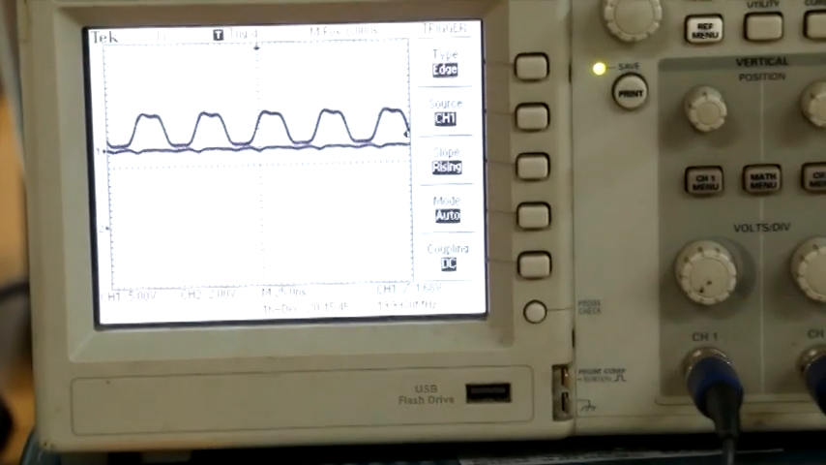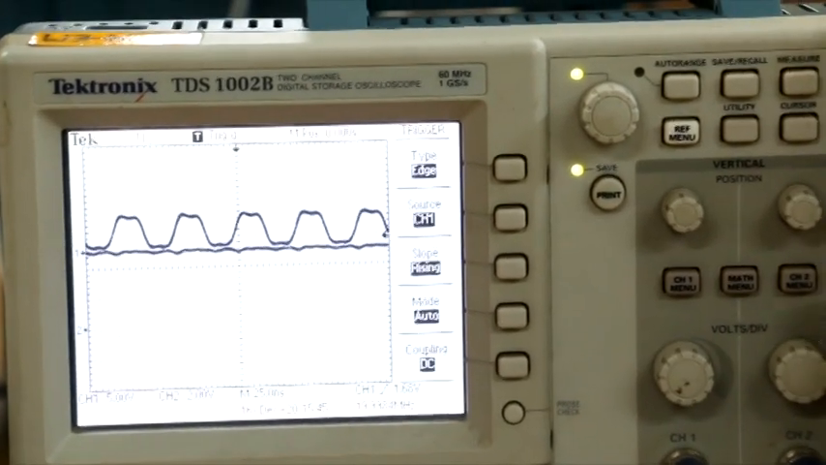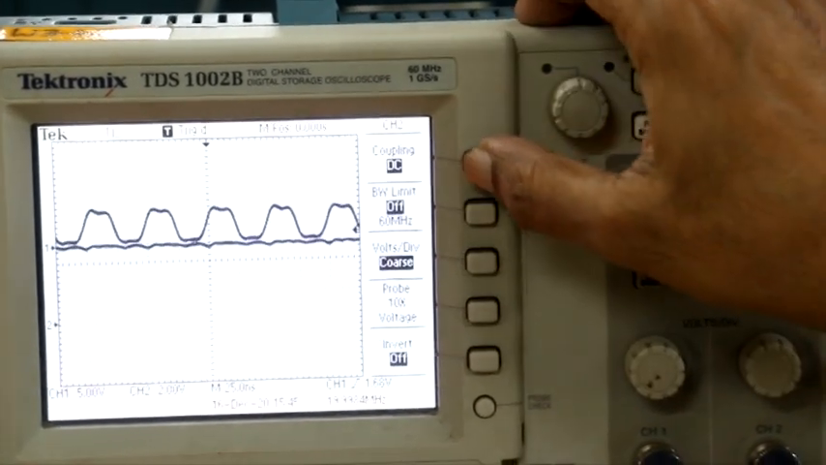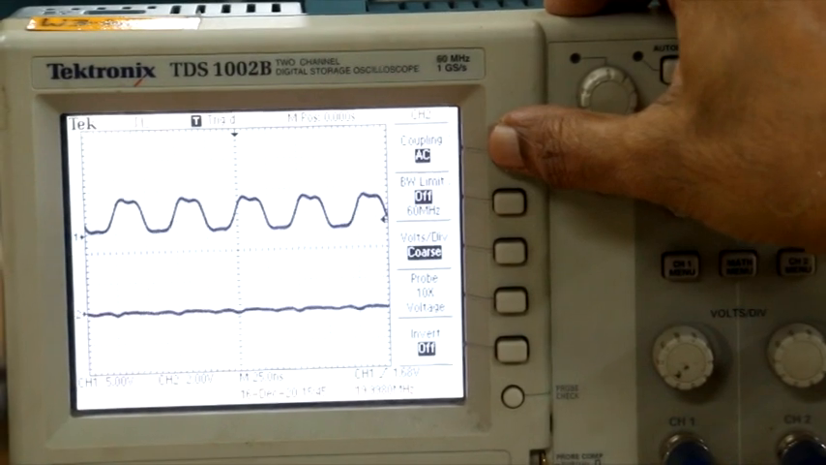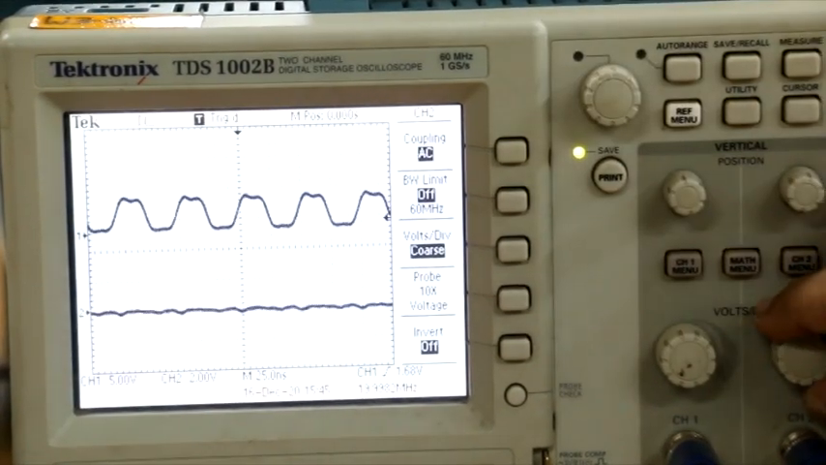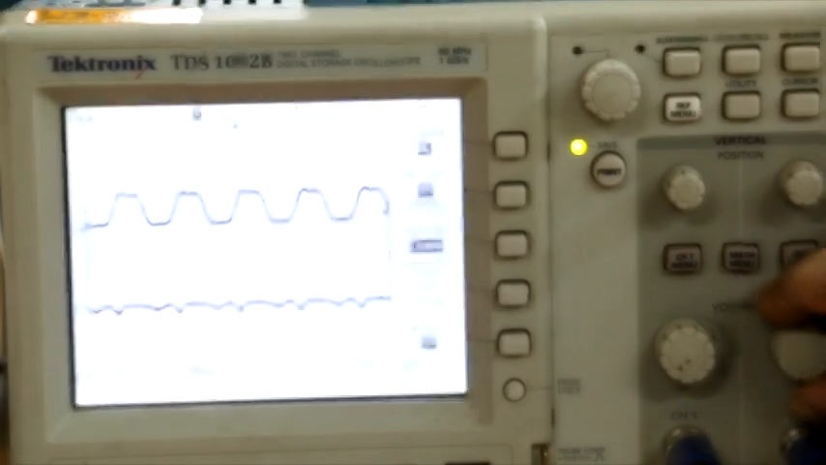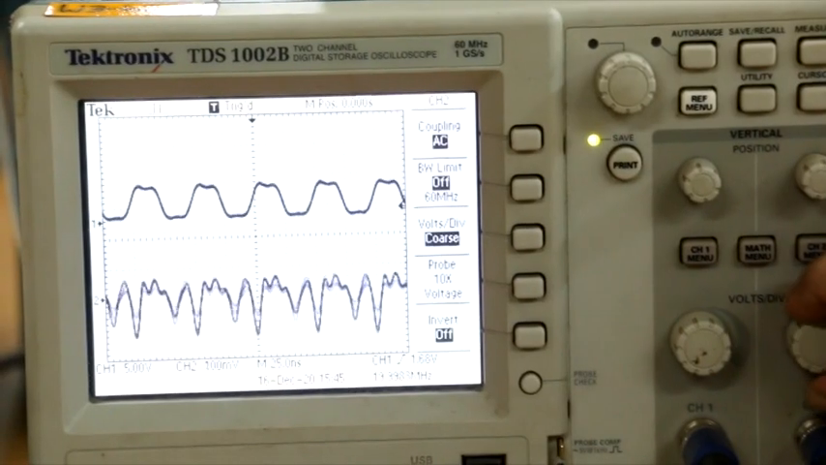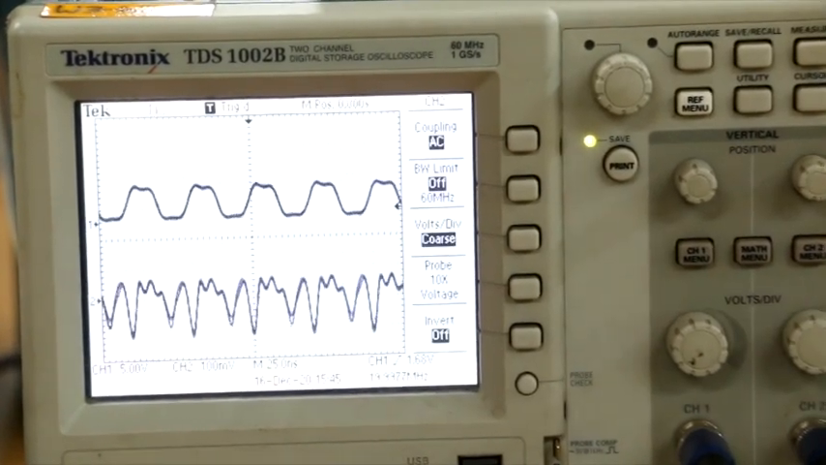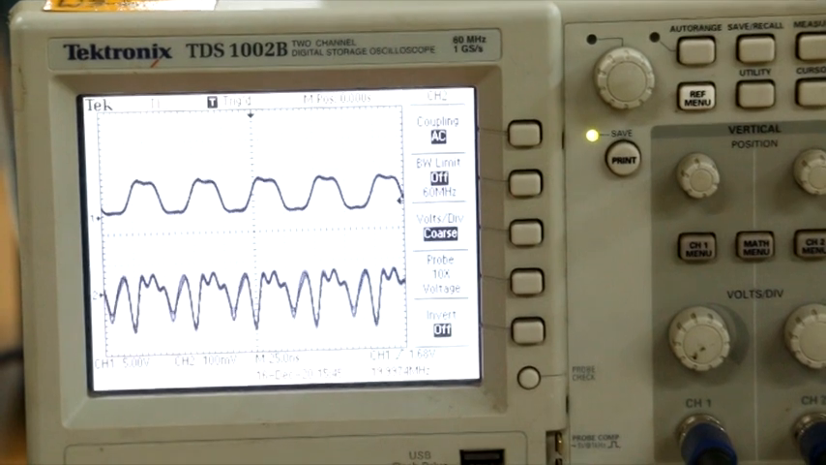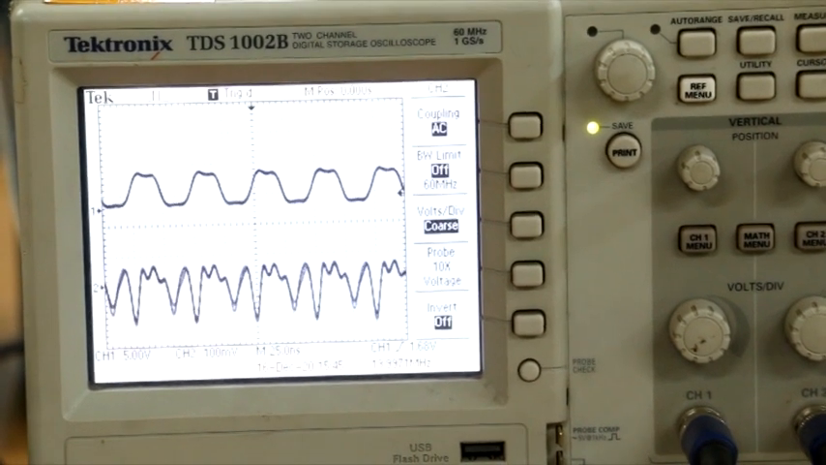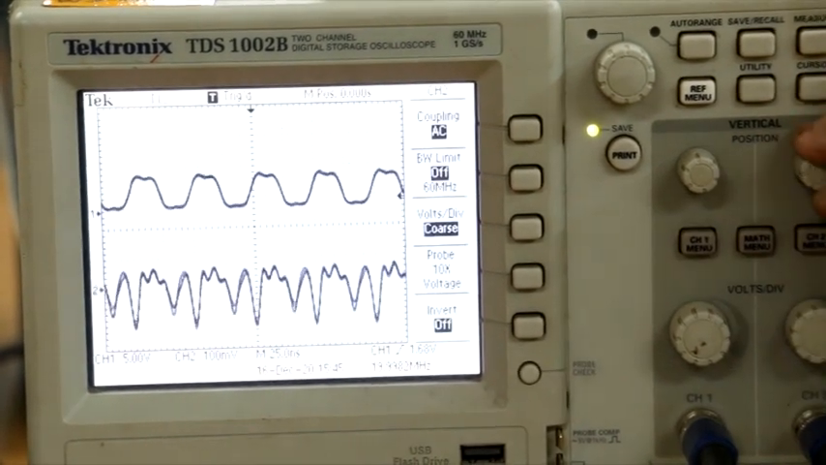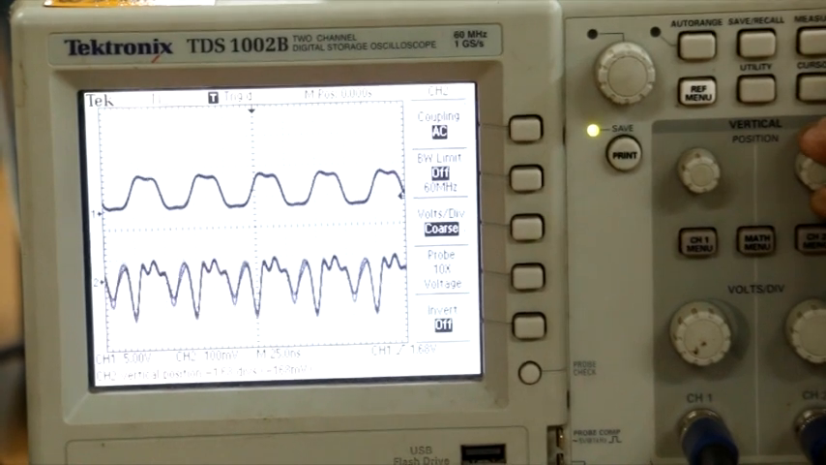Okay, now what I am going to do is put channel 2 into AC coupling mode, and let's make it more sensitive. Now you are able to see the amount of noise you have on the power supply line. Right now the noise is almost about 200 millivolt of peak to peak noise.